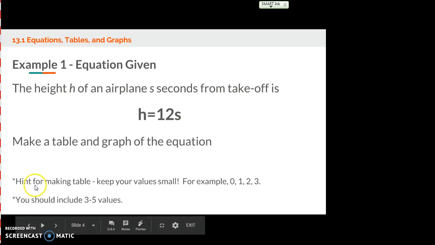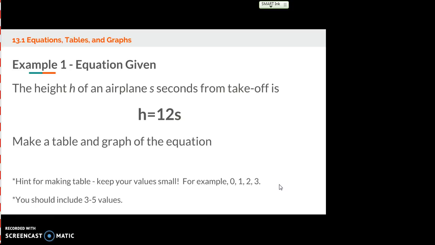So I have a little hint down here. When making your table, keep your values small. For example, 0, 1, 2, 3. Remember, the bigger numbers that you put in for x and y, or in this case h and s, the bigger your graph is going to have to go. So make sure that you keep them small. You can even put some negative numbers in. And then make sure that you always include 3 to 5 values. 5 would be the best, right? Because we've talked about the more numbers you put in, the more accurate your data. But 3, 4 is good as well.